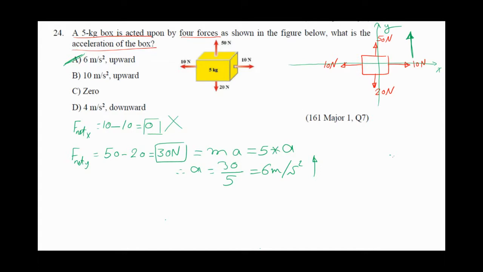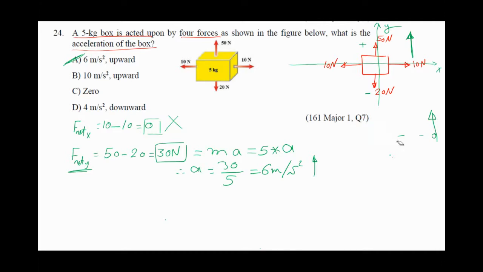Mr. Awashi, Assalamu alaikum. I want to ask you, when we use 6 meter per second square downward, when the net force is downward? Look at the net force in the y direction. We have 50 Newton upward, that's positive, and 20 Newton downward, that's negative. So we said 50 minus 20 is 30. So 30 here is upward. So the acceleration also is upward. Okay.